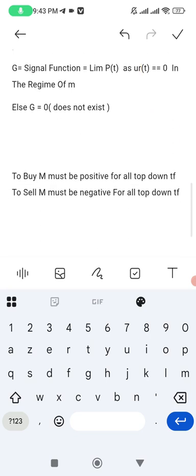Okay, so to sell, M must be negative for all top-down time frames, and UR of t must be 0, so that the impulse signal will exist. You're actually trading the impulse.